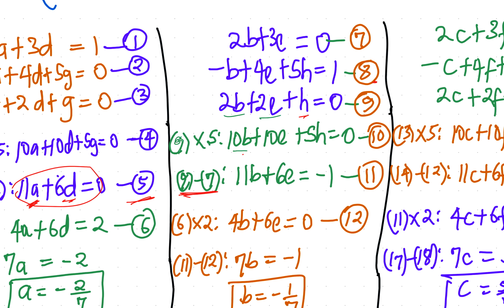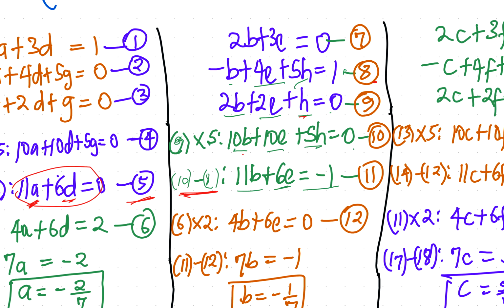Okay. So the next thing is, this should be equation 10 minus 8. Yeah, that should be 10. This is equation 10 minus 8. So that means 10b minus b, that's 11b. Then 10e minus 4e, that is 6e. Then 5h minus 5h, 0. 0 minus 1, minus 1. Yeah, so we're back on track.